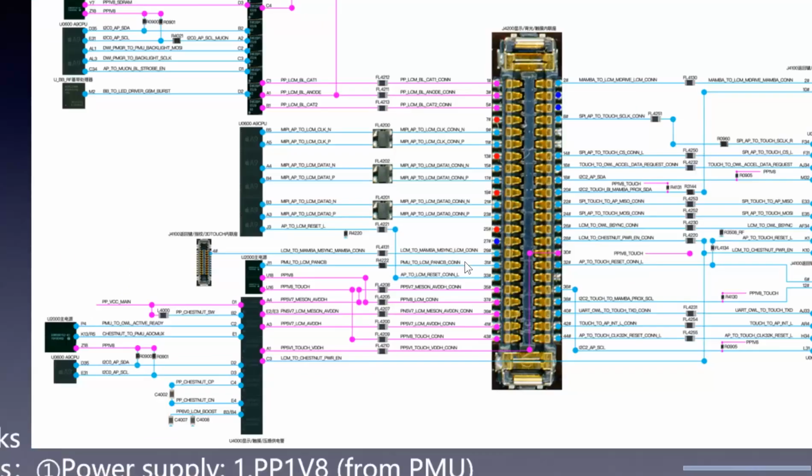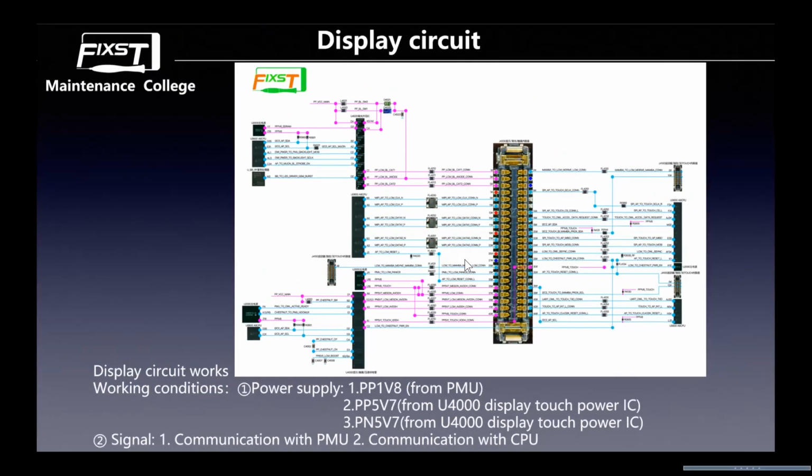Okay, this is the display circuit, and as you can see, this is the theory and the lines, how it works. And you just need to remember the display circuit needs two conditions to work normally. One is power supply. The second is signal.